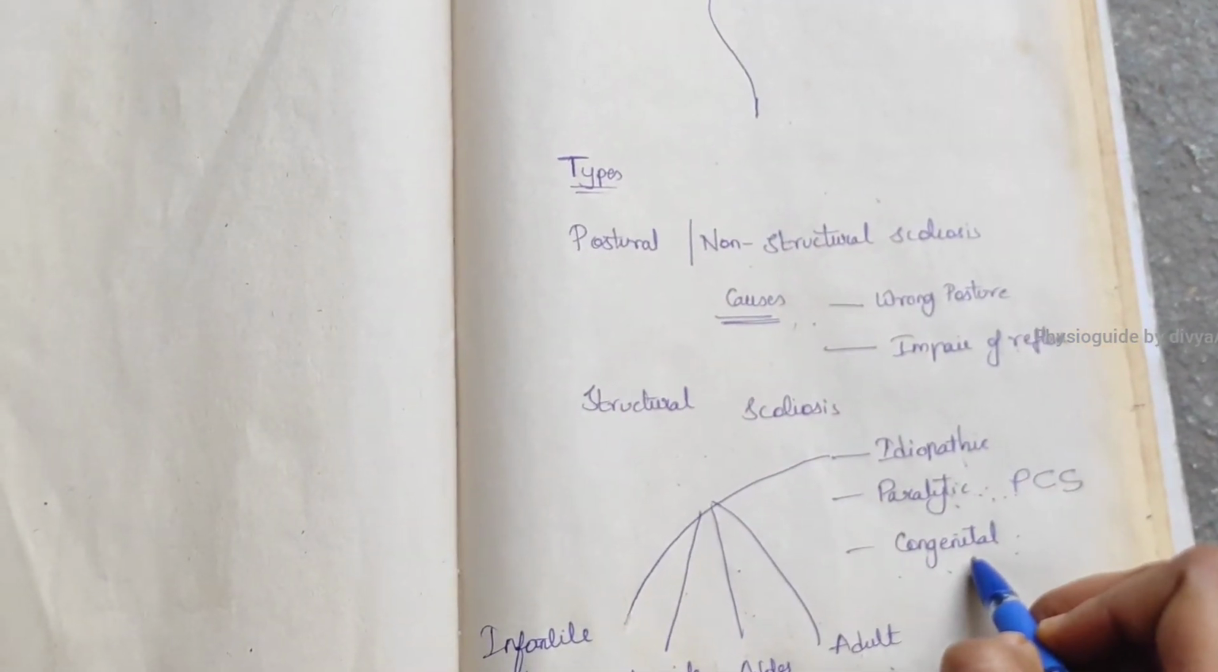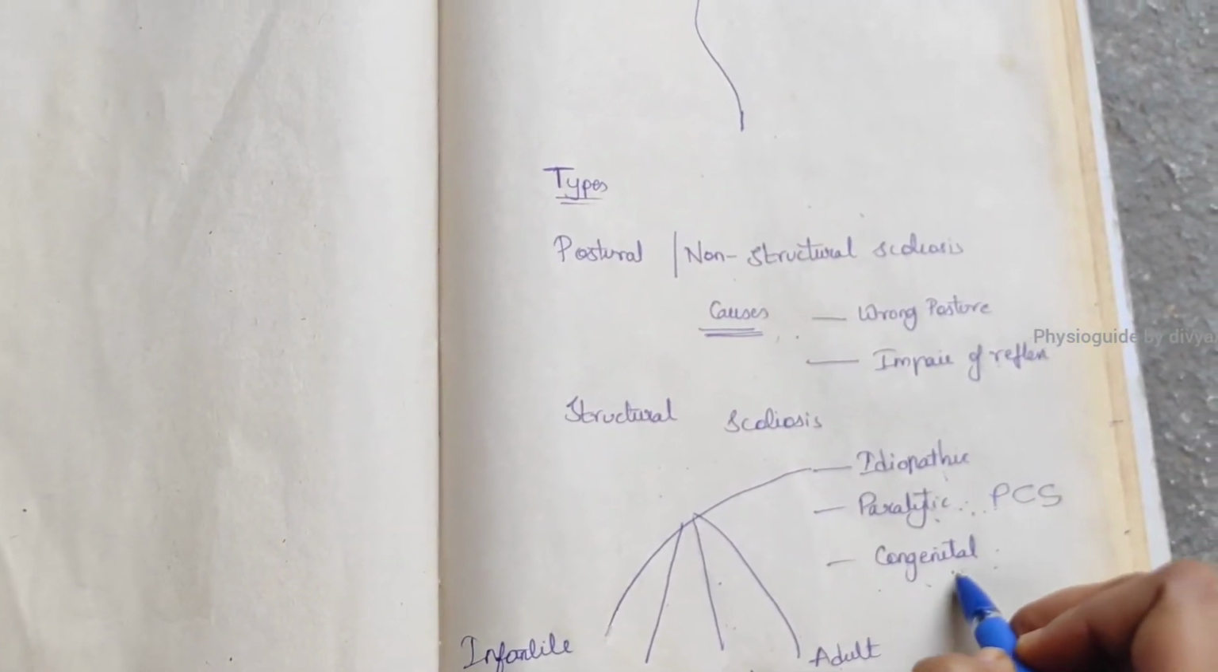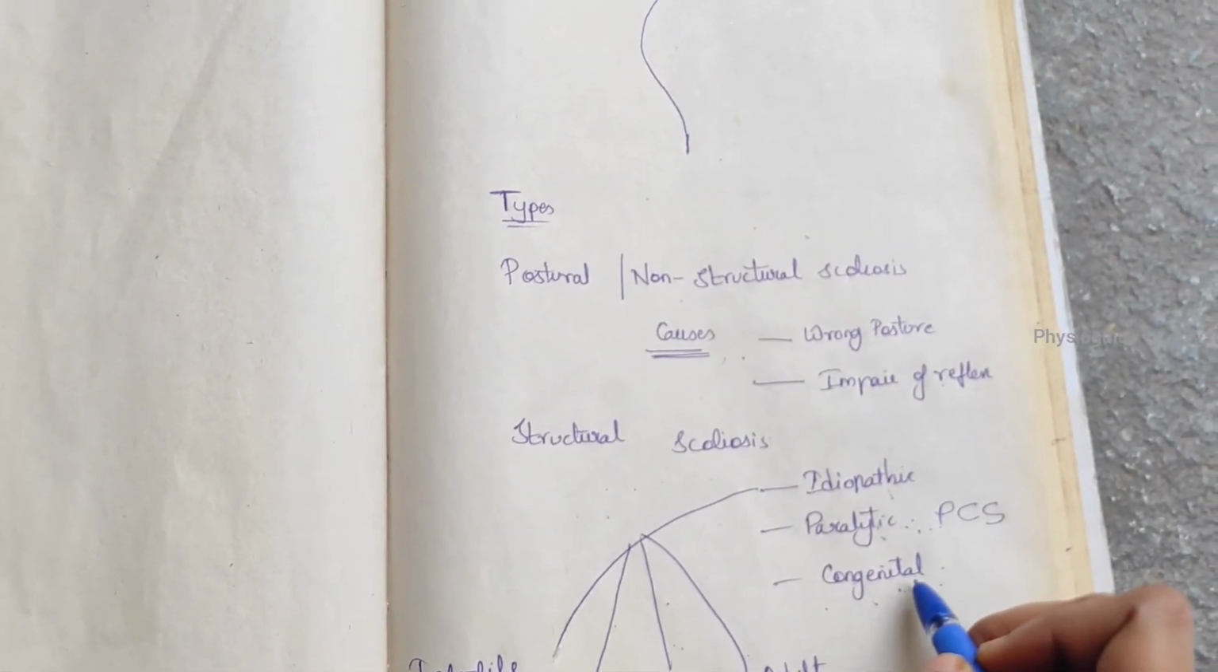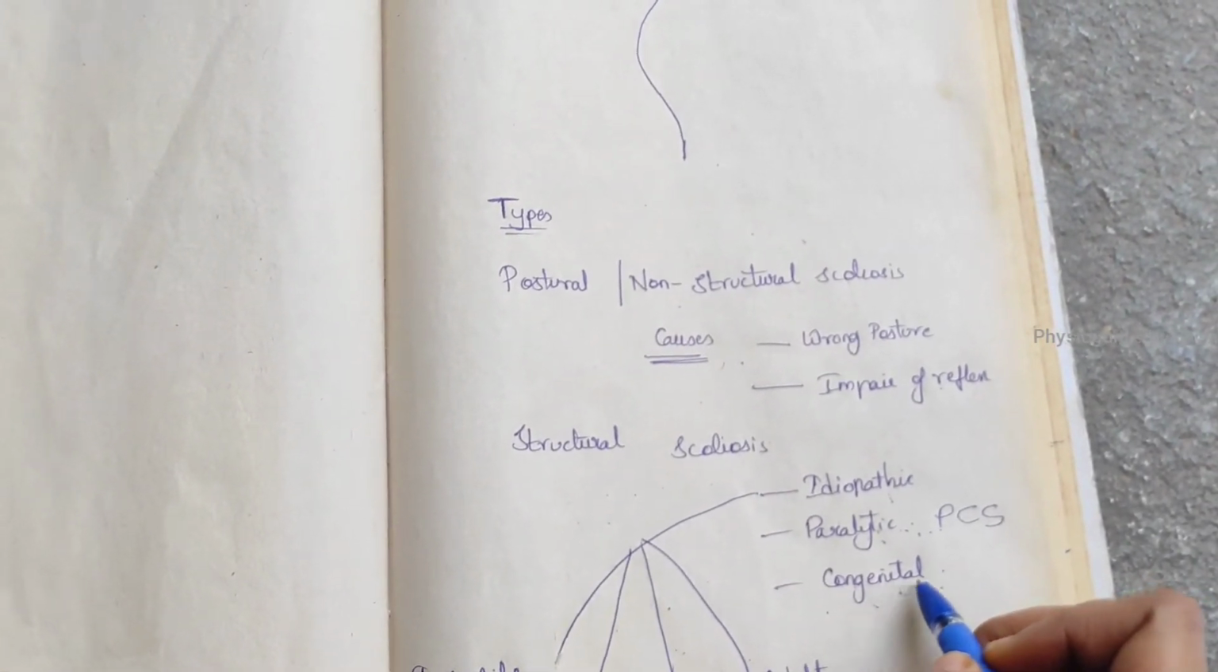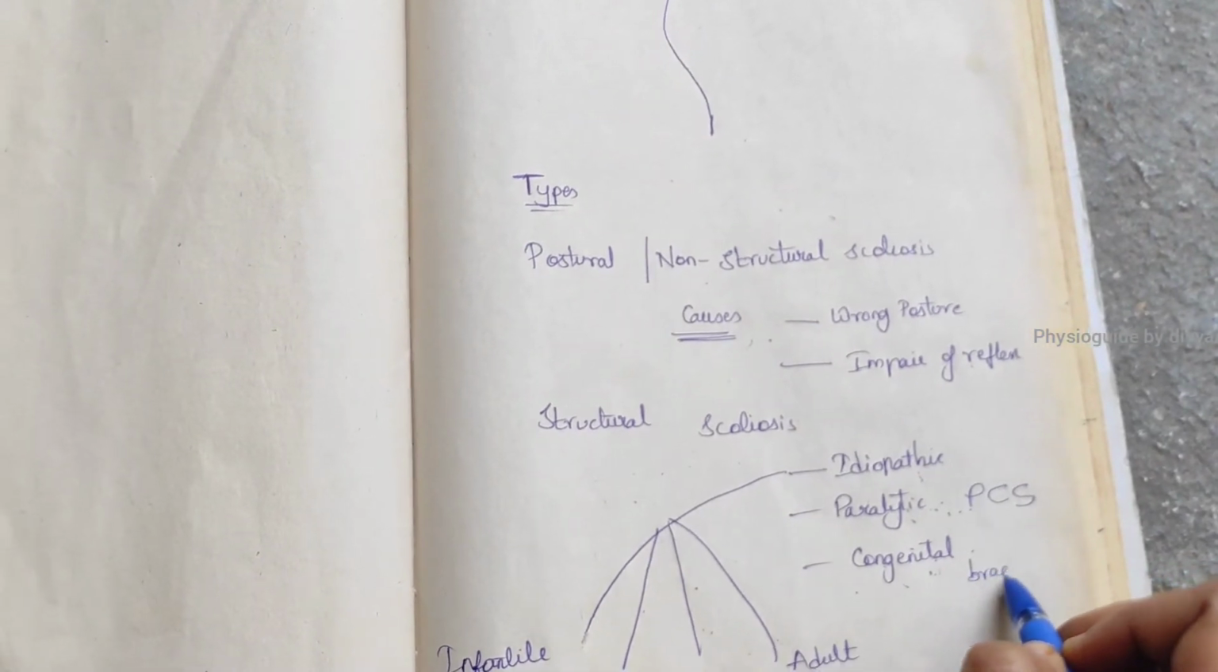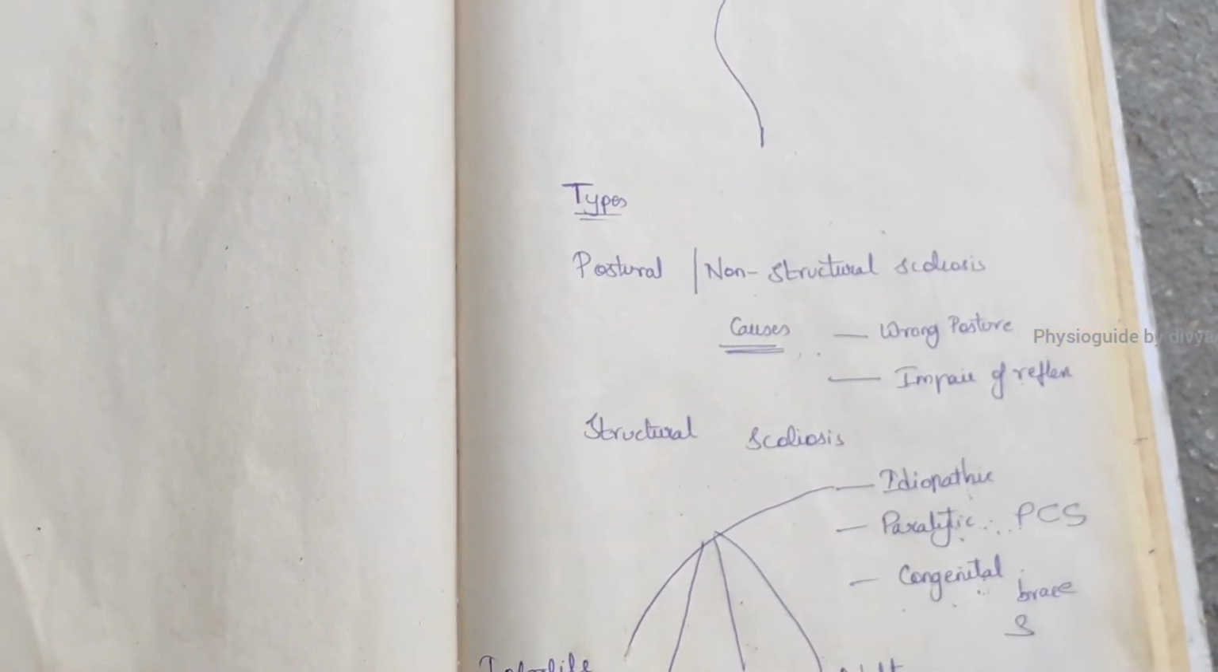Next one, congenital. This occurs by birth; from birth only it is seen. It is of a milder or severe form. The milder form is treated with a brace. Severe forms need surgery.